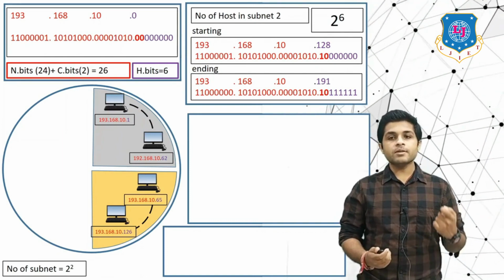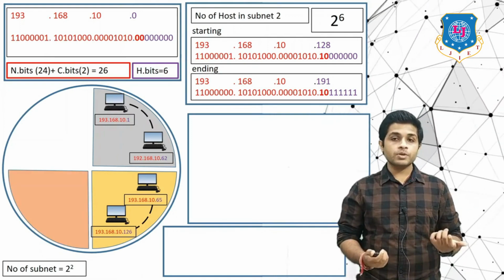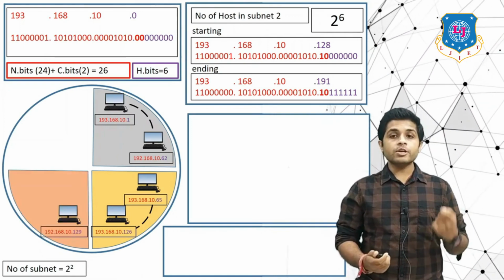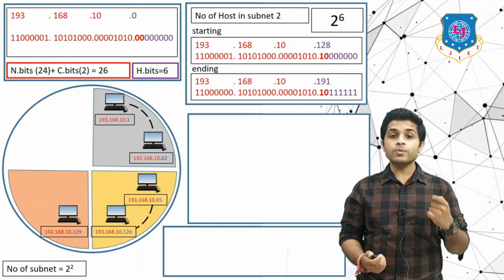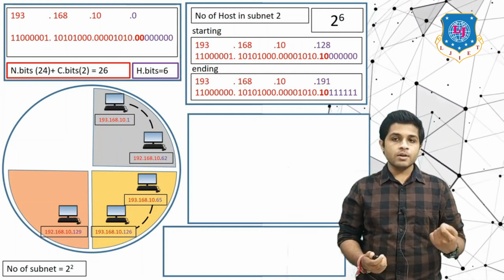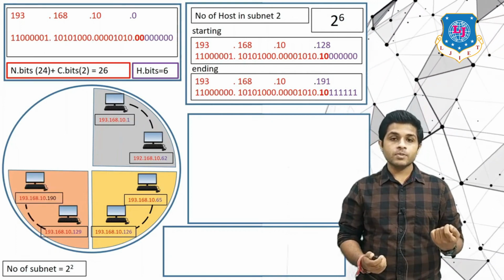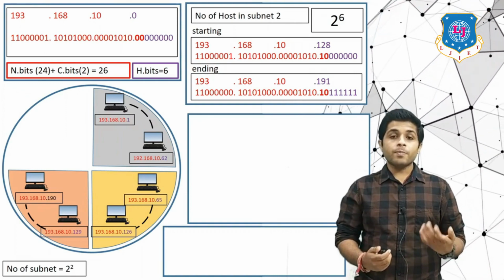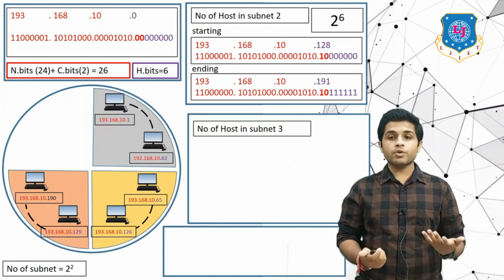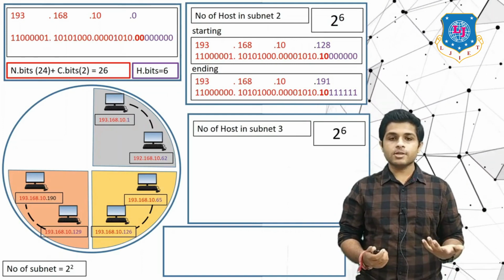So what will be the first usable address of the device in subnet 2? It will be 193.168.10.129, then 10.130, 131 up to 10.190. Now we want to find the number of hosts in the subnet 3. How many hosts will be there? 2 raised to 6, right?